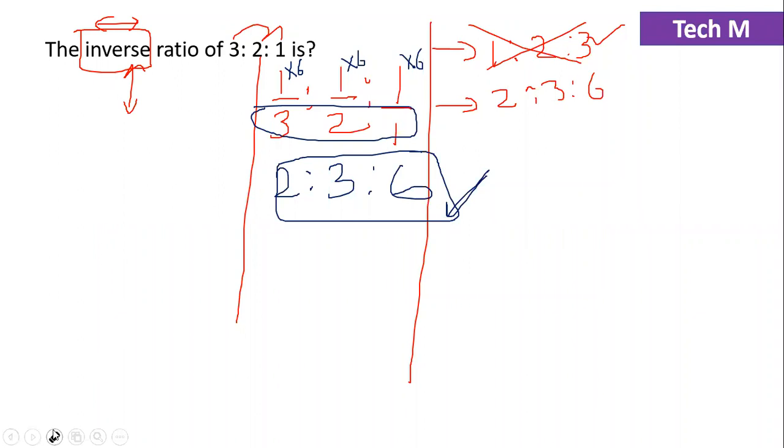3, 2, 1 can be written as 3 as 1 by 3, 2 as 1 by 2, 1 as 1 by 1. This is the inverse, top to bottom. Now, a ratio can never be in fractions. Here the denominators are 3, 2, 1. The LCM of 3, 2, 1 is 6. That's why we have to multiply with 6. 6 by 3, 6 by 2, 6 by 1. Then 6 by 3 means 2, 6 by 2 means 3, 6 by 1 is 6. If you simplify, then the answer will become 2, 3, 6. Is it clear, Deepika? Yeah.